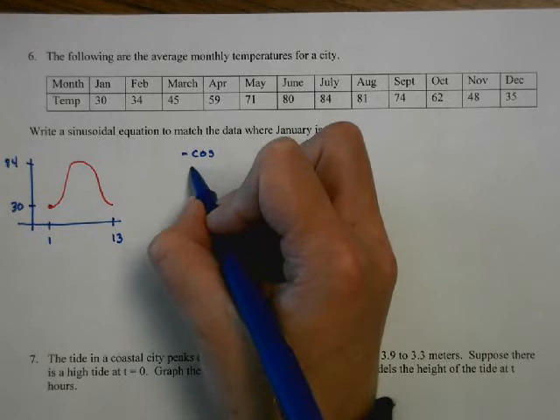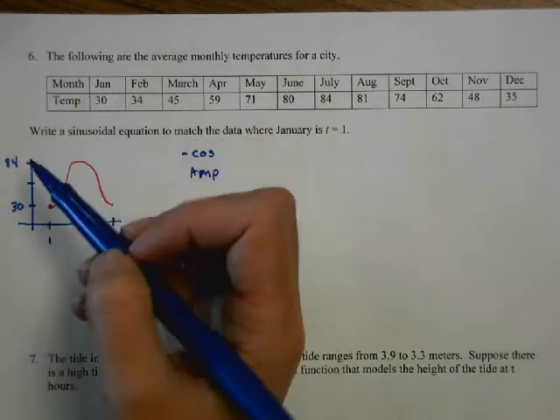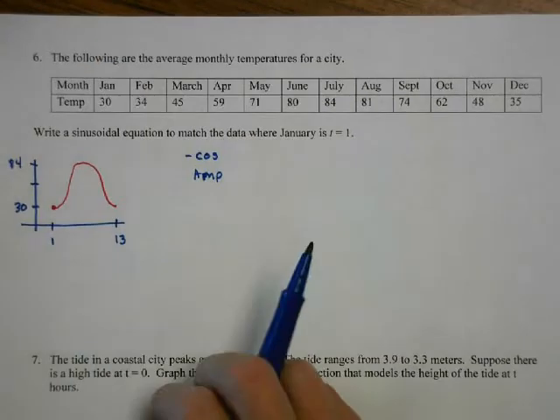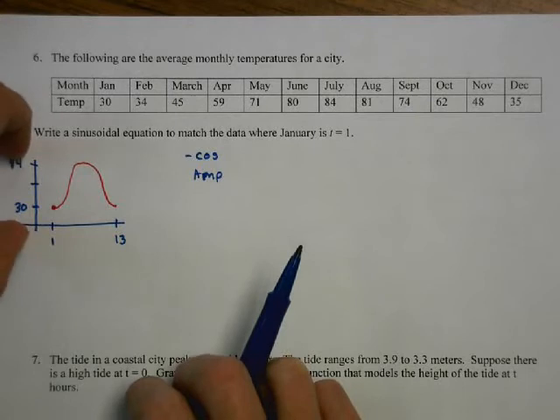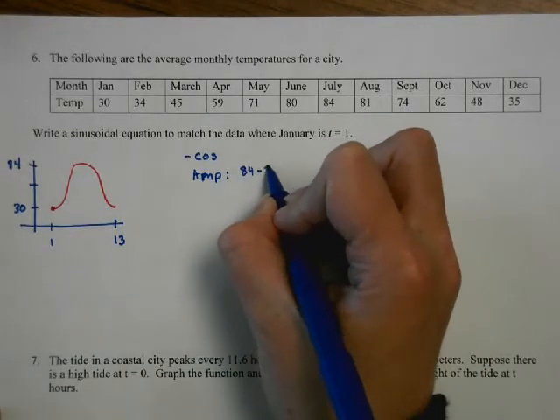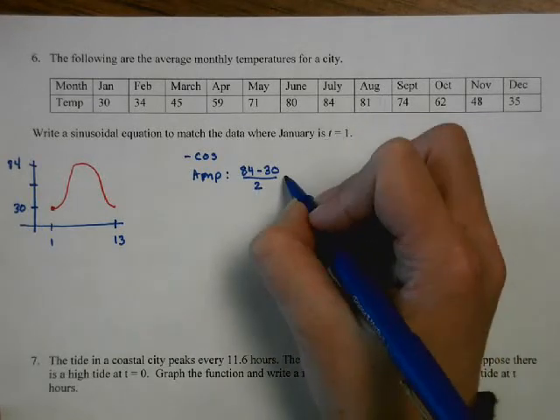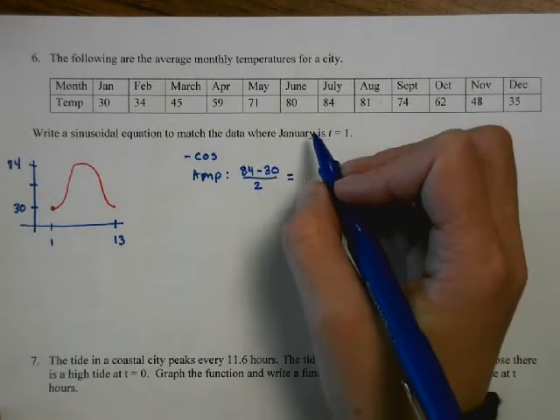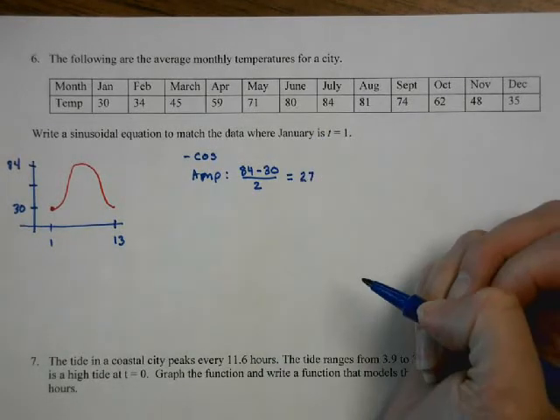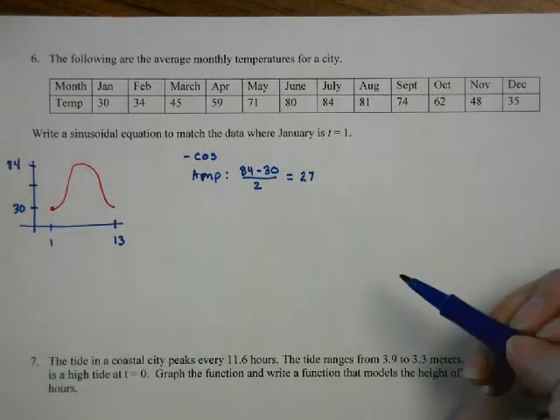The amplitude. Okay, well the amplitude is going to be the distance from the midline up or the midline down. Or if you think about it, it's going to be half of the range of values here. So I'm going to take 84 minus 30 and divide that value by 2. Okay, so that's 27. So it's 27 from here to here, 27 from here to here.